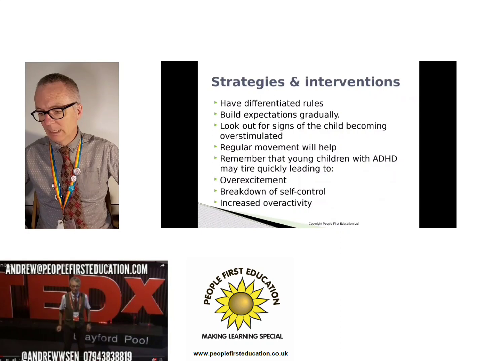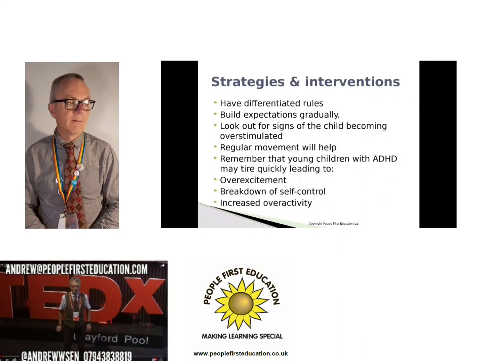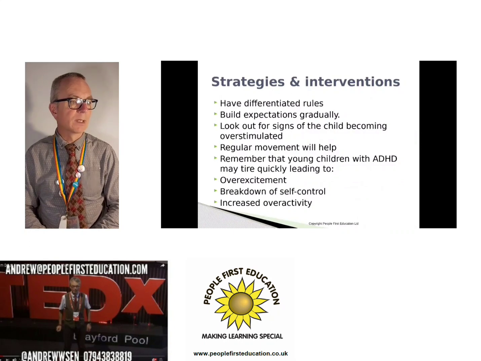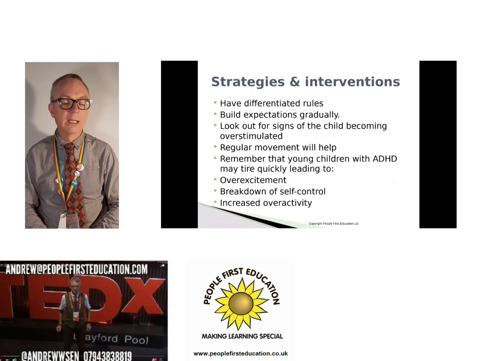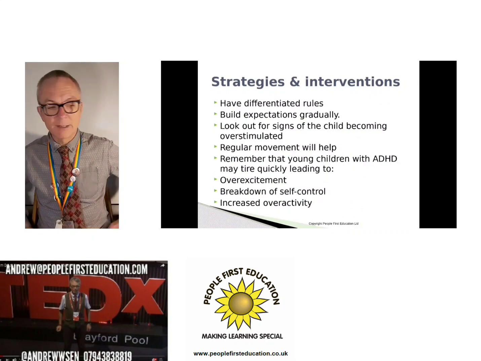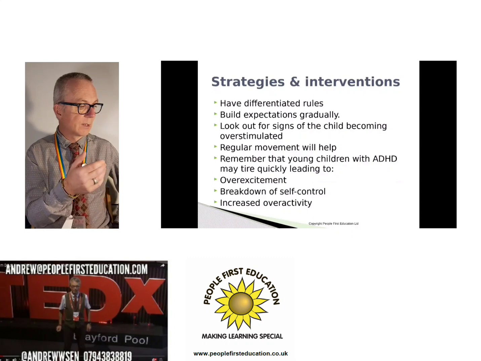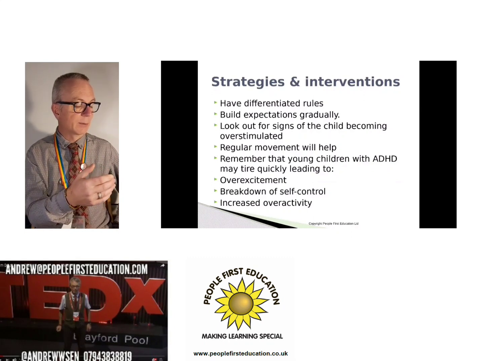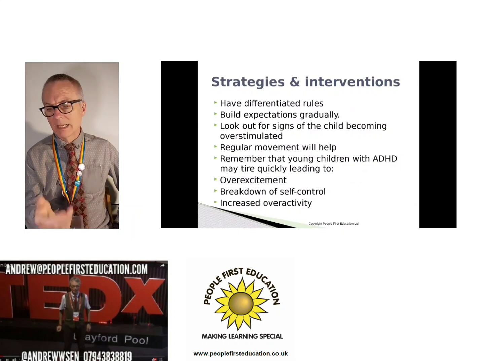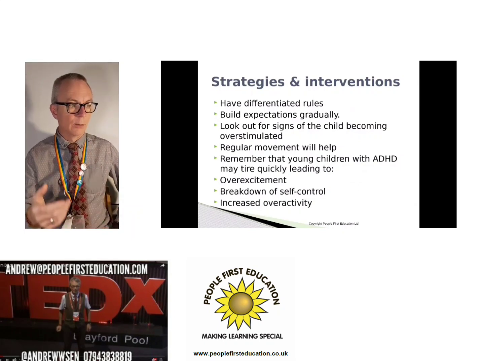Because they're little and you do lots of exciting things with them, they might get tired very, very quickly. And if they get tired very quickly, they might get overexcited, and then they lose their self-control. And then you actually get the opposite: you get increased overactivity. And obviously, it's not just about lots of movement breaks, it's lots of other breaks that they might be able to access, including sitting down, having a rest, having a nap, all those sorts of things.